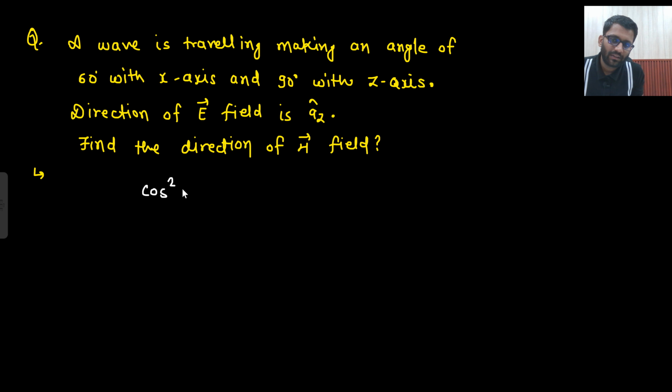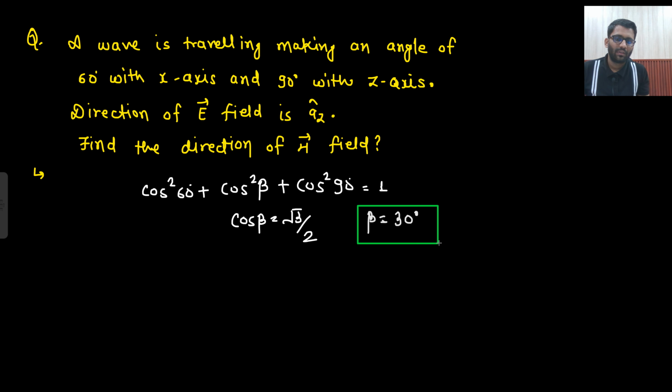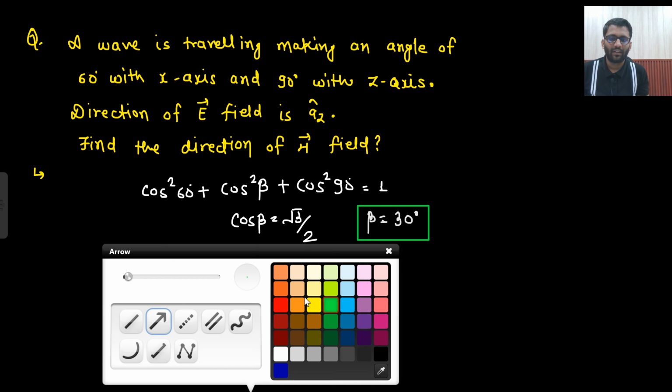So cos square 60 plus cos square beta, which is the angle made with the y-axis, plus cos square 90 is equal to 1. Cos square 90 is 0, and cos square 60 is 1 by 4. You can do this calculation on your own: 1 minus 1 by 4 will be 3 by 4, so cos beta is root 3 by 2, and the beta value is coming out to be 30 degree. So there is a vector field.